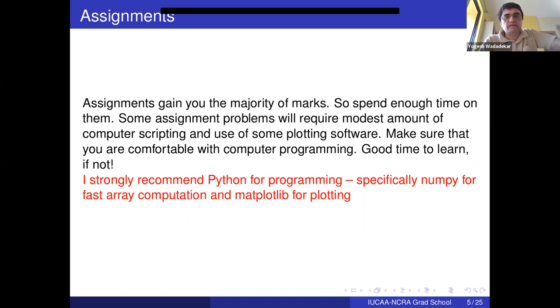I strongly recommend Python for your programming. It's a relatively simple language to learn. Even if you are good at programming in another language, I would still say that you consider learning Python because it's a very simple language to learn, particularly if you know programming in Fortran or C or some other language. Within Python, I recommend the NumPy module for fast array computations and the matplotlib module for plotting. These are standard modules within Python. You'll anyway be using them if you're doing any serious numerical programming.